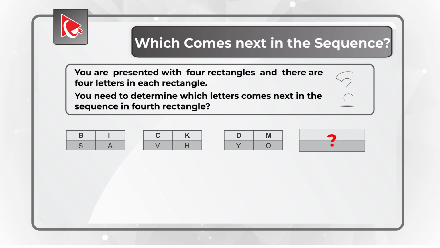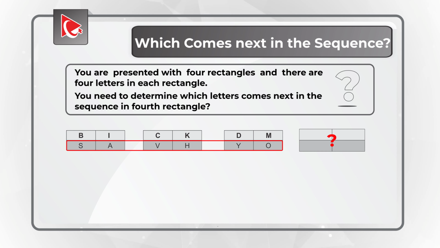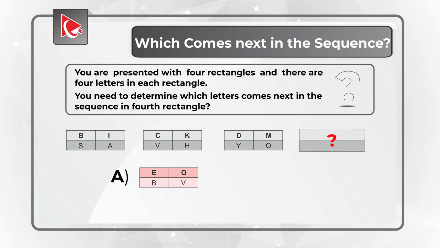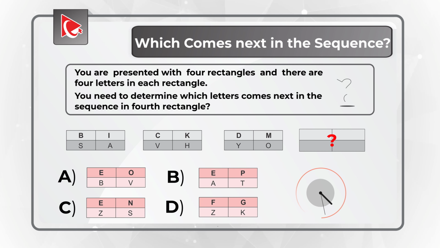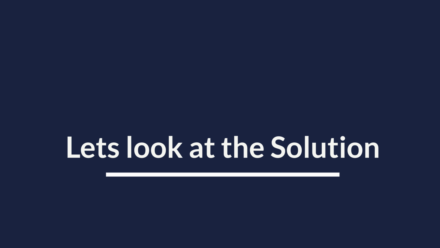What's interesting is that the upper row of the letters is bold, and the lower row of the letters in the rectangles is the regular font. You need to determine the item that comes next in the sequence, and you're presented with 4 different choices. Choices A, B, C, and D. Take a close look to see if you can determine the answer. As I mentioned, this is one of my most favorite questions. Let's move forward so I can share the solution with you.